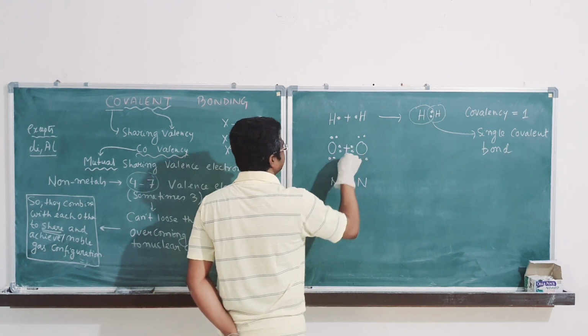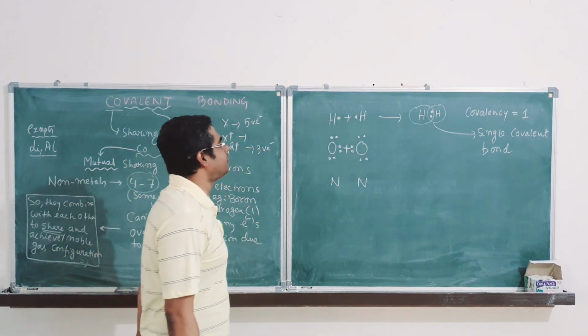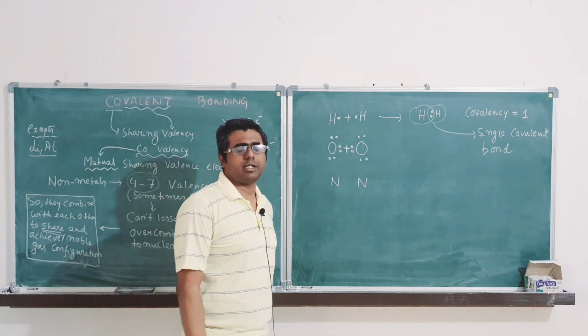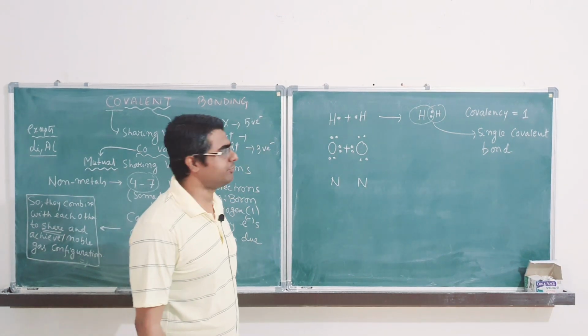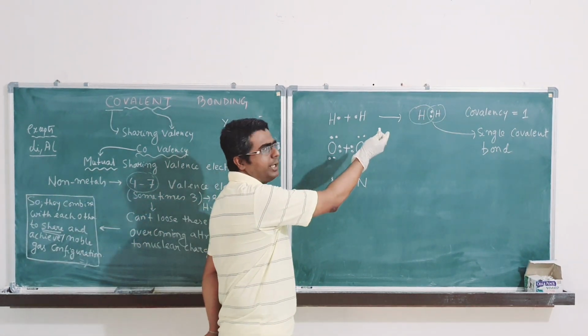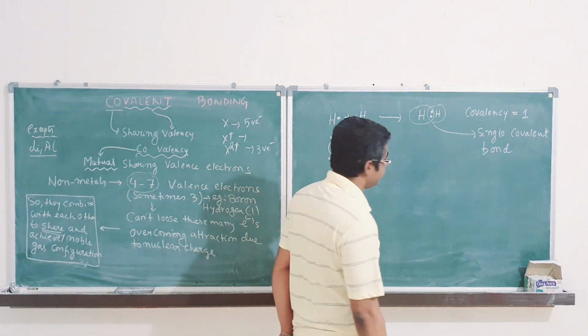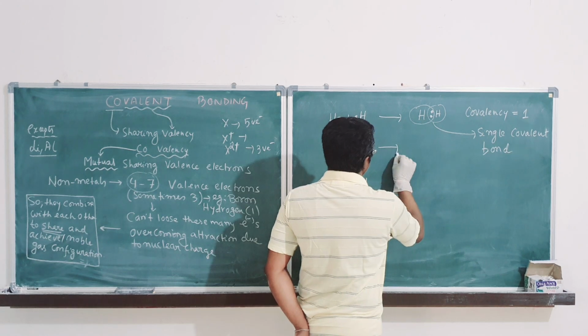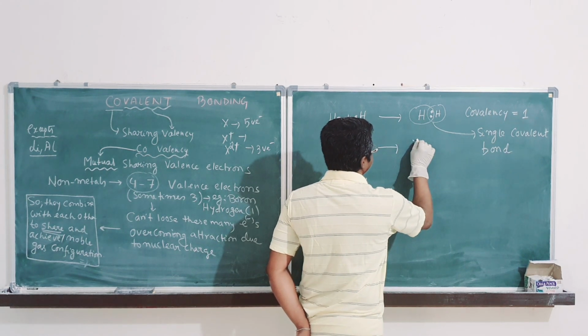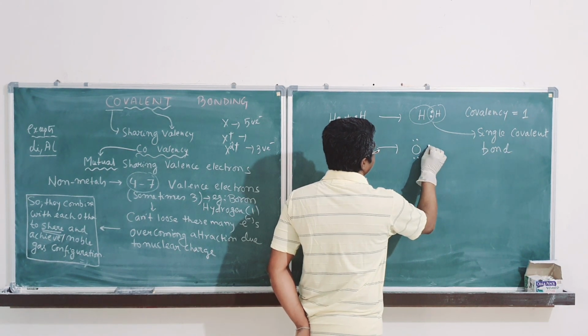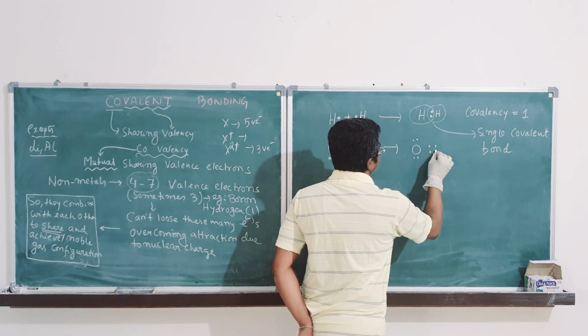Okay? Plus. So both of the oxygen atoms at this moment require 2 electrons to achieve octet configuration. Hydrogen will achieve duplet configuration, it has achieved. Okay? But oxygen will need octet configuration. So O, this is like this only. Here like this you have to show.